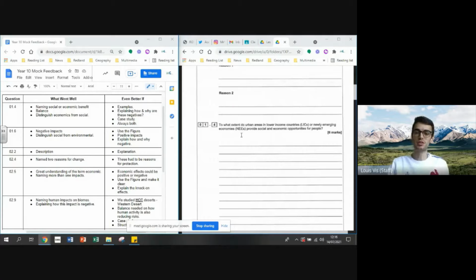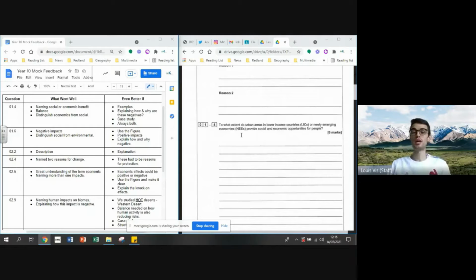Question 1.4 said, to what extent do urban areas in low-income countries or newly emerging economies provide social and economic opportunities to people? It was a 6-mark question. On the whole, you're very good at distinguishing what was an economic opportunity and what is a social opportunity. So you were able to distinguish the difference between the two. You're also very good at naming the opportunities with benefits. And you were able to say, here's a social one, here's an economic one, which provided a bit of balance.